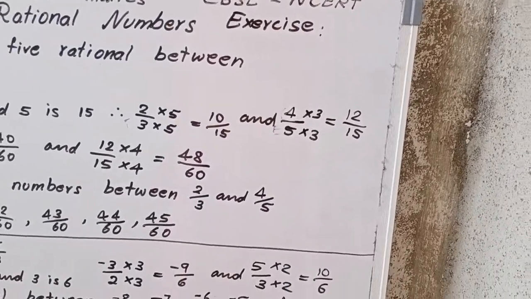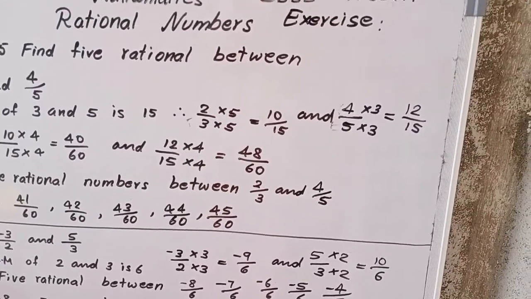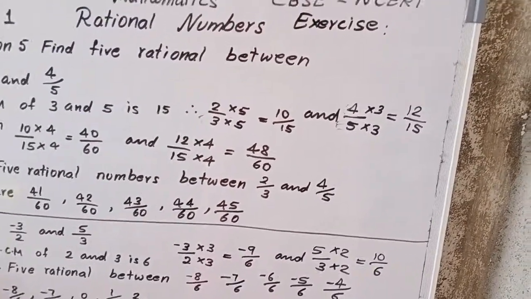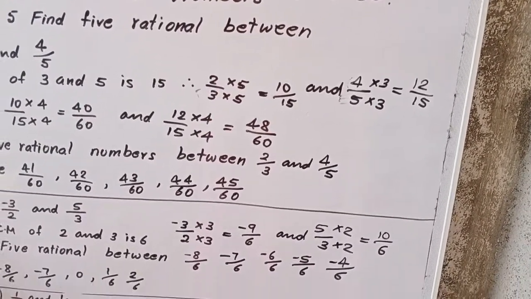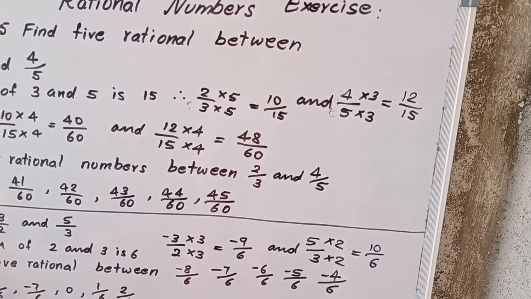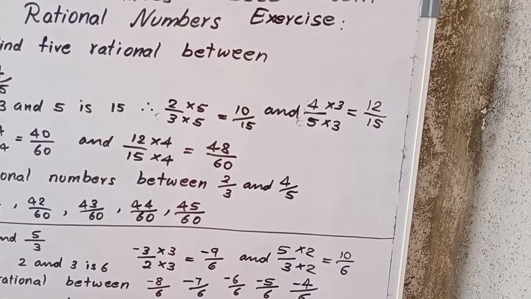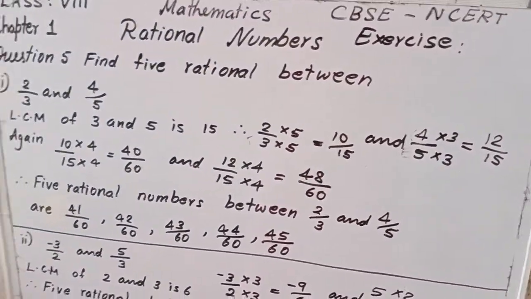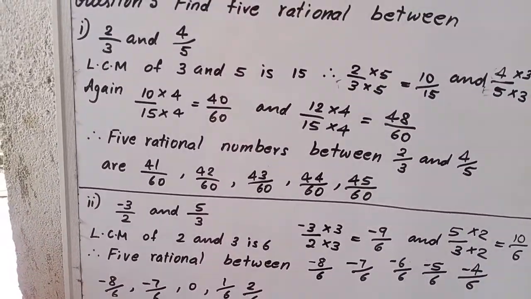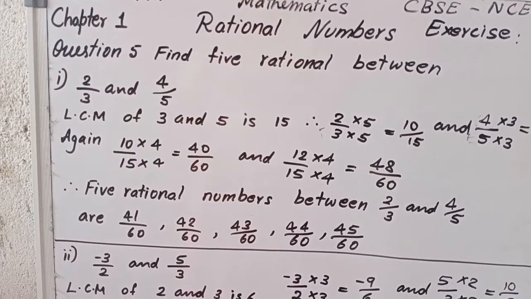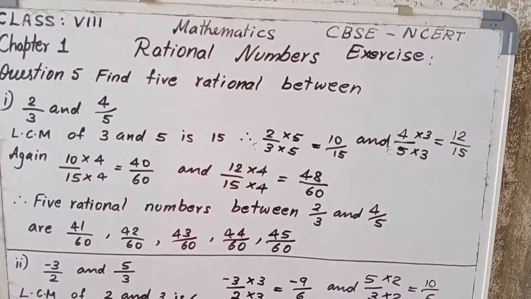Now, one thing you can observe: minus 9 and 10 are there. Between these there are many numbers, so we will get more than 5. So we can write minus 8 by 6, minus 7 by 6, minus 6 by 6, minus 5 by 6, minus 4 by 6. This is one set of 5 rational numbers. Or you can write like this also: minus 8 by 6, minus 7 by 6, 0, 1 by 6, 2 by 6. So by the help of the LCM, we can find these answers.